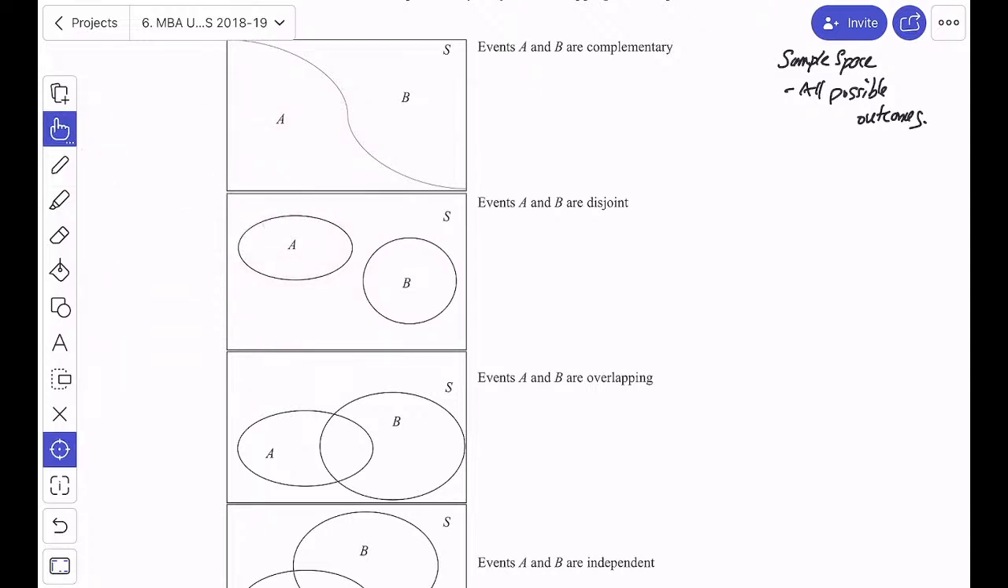So in a phenomenon that we're interested in, the possible outcomes are either A or B. That's it. When this is the case, we refer to these events as being complementary. Complementary. It's a term that's used specifically because knowing one tells you indirectly about the other, because they fill the entire space.